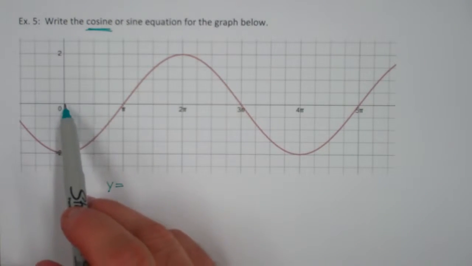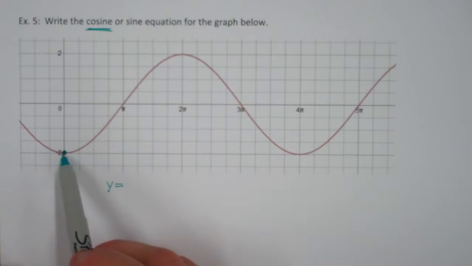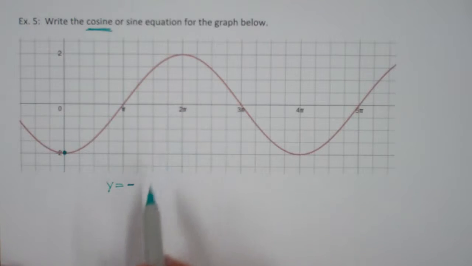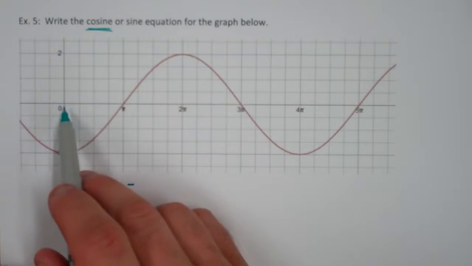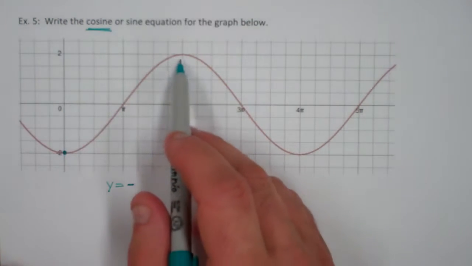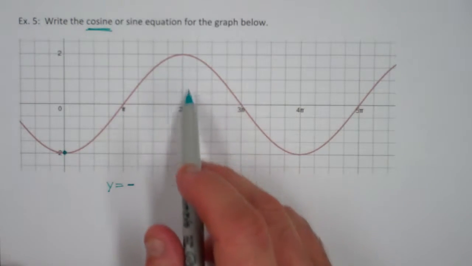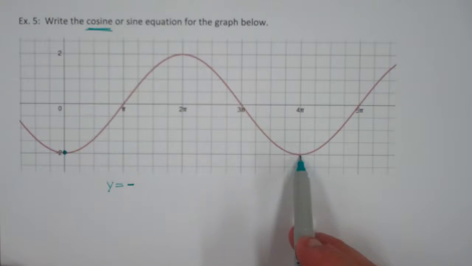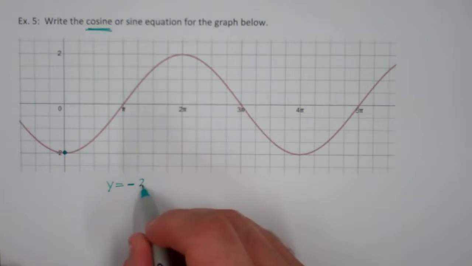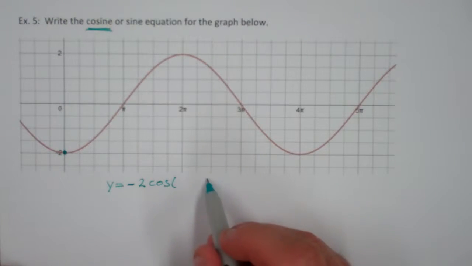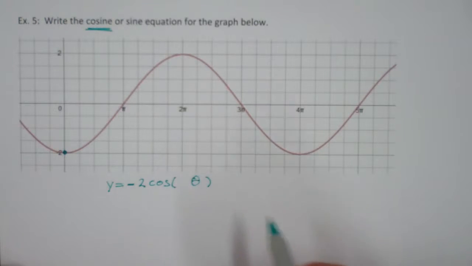And then I'm also noting that instead of starting at up 2, I'm starting at down 2. My midline is right here at 0, so I can actually fill this value in right now. From the midline to the top of a hill, that's going to be 2 units, or from the midline down to the bottom of a valley, or the minimum value, that's also 2. We said it's going to be a cosine, and then all we need to do here is figure out what the value of k is going to be.